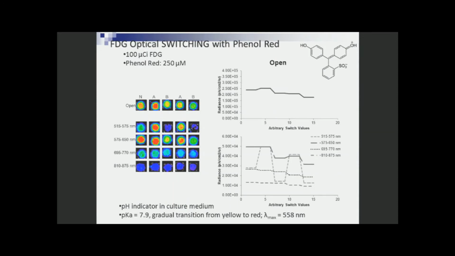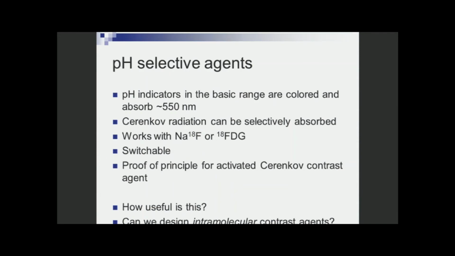From there, we went on to try other pH indicators. This is phenol red. This is the pH indicator that is commonly used in culture medium. It has a pKa of 7.9 and shows a gradual transition from yellow to red with a lambda max of around 558. Again, the switching is possible with phenol red, but it's not as great because you have a gradual change in light emission in color intensity, unlike the phenolphthalein, which is much more dramatic. So we don't think phenol red is a particularly good candidate for this.